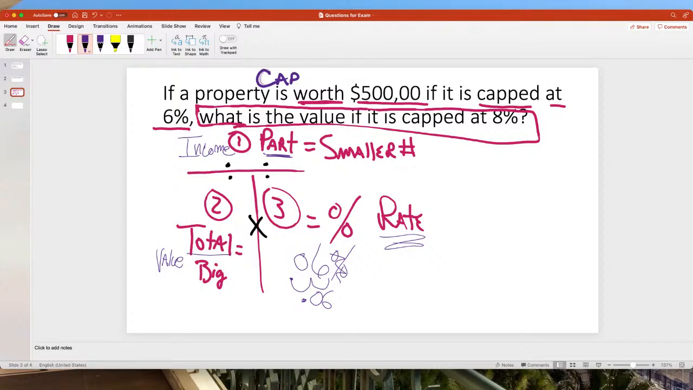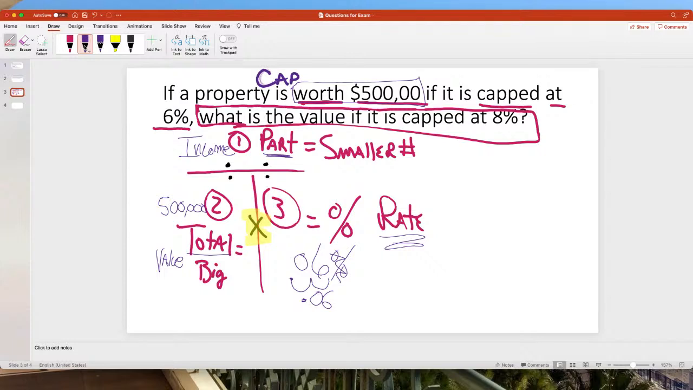Now, looking at this, if it's worth 500,000 capped at 6%, where would the 500,000 go? Well, it's going to go right down here in the value section. Remember, the value's 500,000 if it's capped at 6%. What does our math tell us to do? Tells us to multiply.